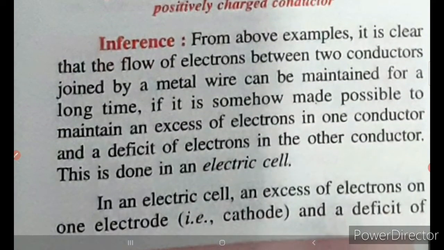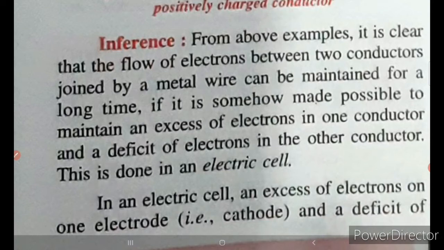The inference from the above examples is that the flow of electrons between two conductors joined by a metal wire can be maintained for a long time if it is somehow made possible to maintain an excess of electrons in one conductor. That means if we make an excess of electrons in one conductor and a deficiency of electrons in another conductor, the higher the deficiency and the excess, the longer the electrons will move from the negative end to the positive end.